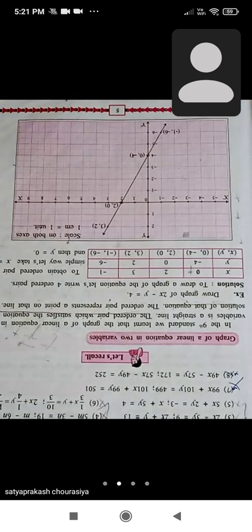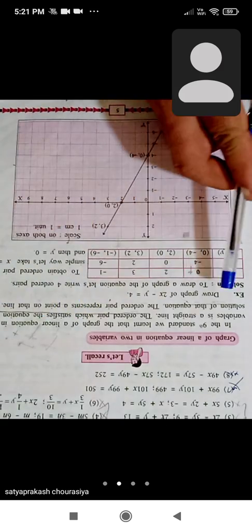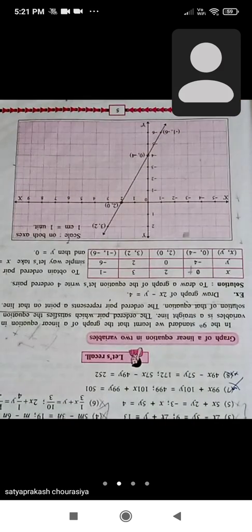Now, graph of a linear equation in two variables. Already in 9th standard you have learned that the graph of a linear equation in two variables is a straight line.